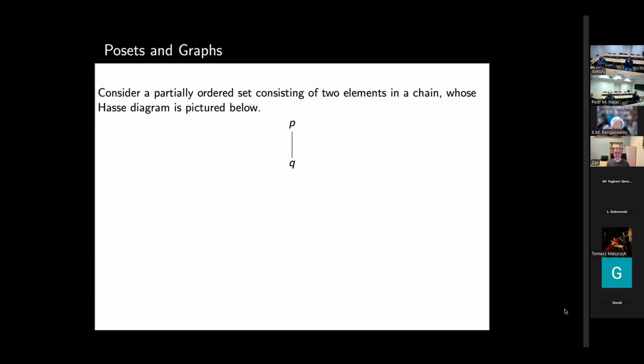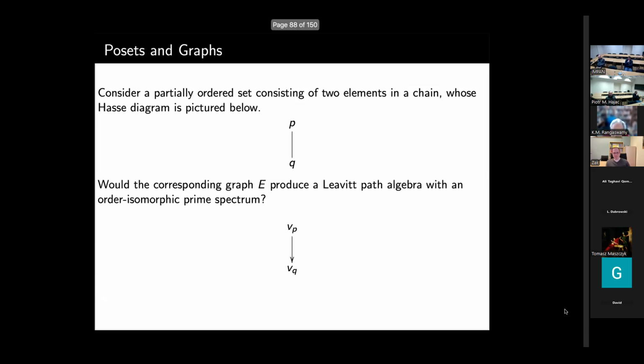But that's an aside. So let's try to play the same game now with Leavitt path algebras as we did with graph inverse semigroups. So here's a very, very simple partially ordered set. Let's write down the corresponding graph as in the Ashen-Hall theorem. We just turn the points into vertices and draw an edge if there's a connection. What does the prime spectrum of that Leavitt path algebra look like? Does it have 2 points? Well, no, it doesn't. This Leavitt path algebra is just a matrix ring, and so it's simple, and the only prime ideal there is 0. So that doesn't quite work.